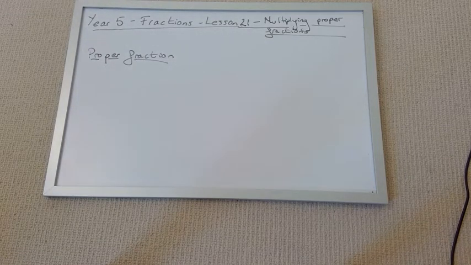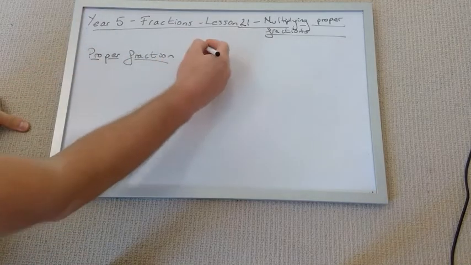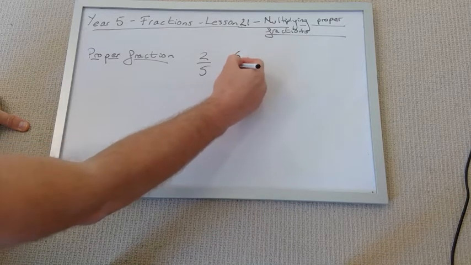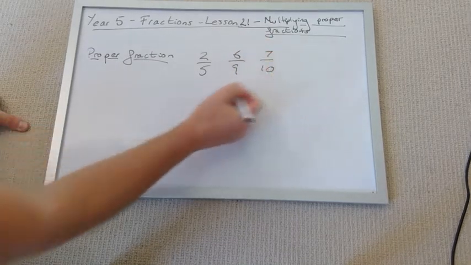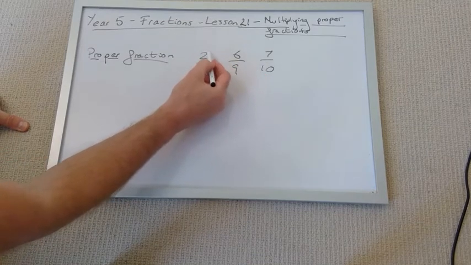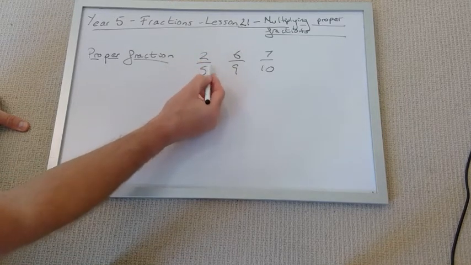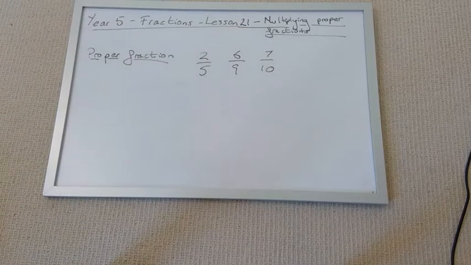So first of all, what is a proper fraction? We've looked at unit fractions so far, so a third, 1/8, 1/9, 1/15, so anything that has 1 as the numerator. A proper fraction is any fraction other than a unit fraction, but it has to be less than the whole. So an example would be 2/5 or 6/9 or 7/10. These are all proper fractions. So the numerator is bigger than 1, but it hasn't become an improper fraction. In other words, it's not larger than the denominator. We're going to be looking at these today and multiplying these using some of our strategies.